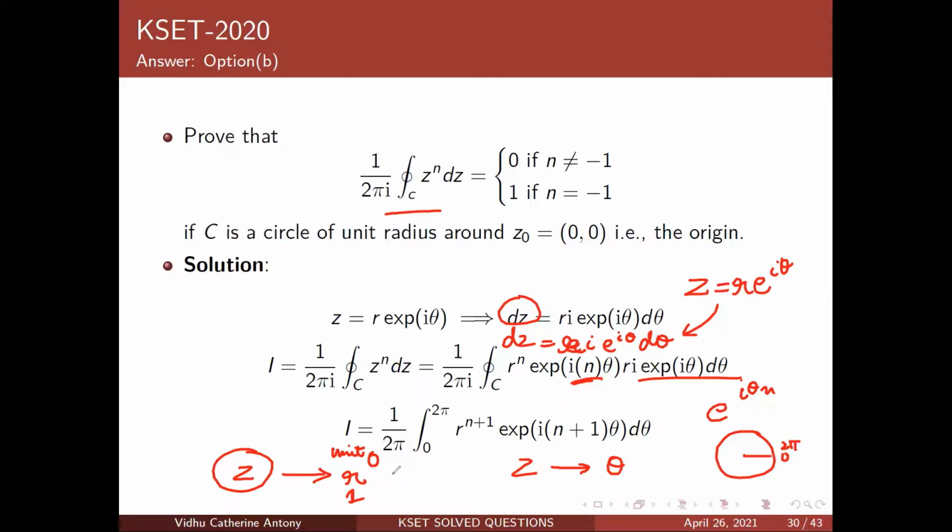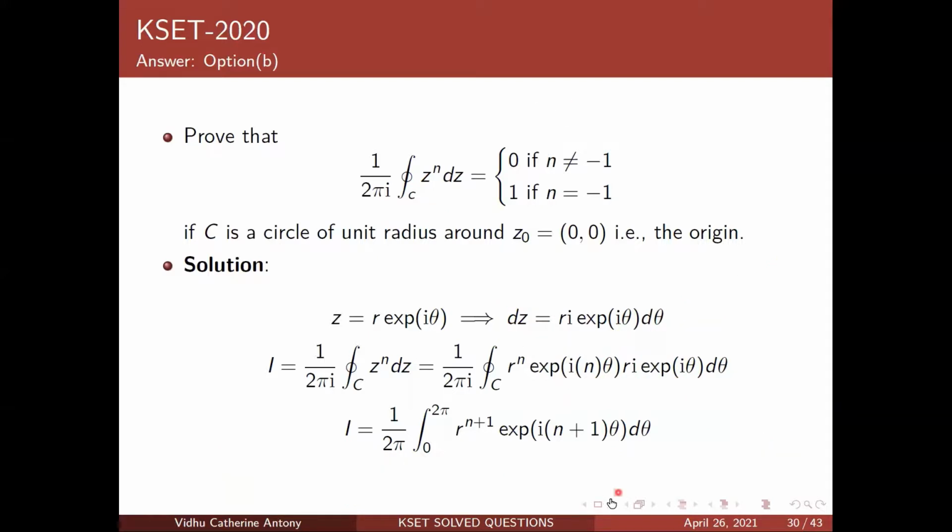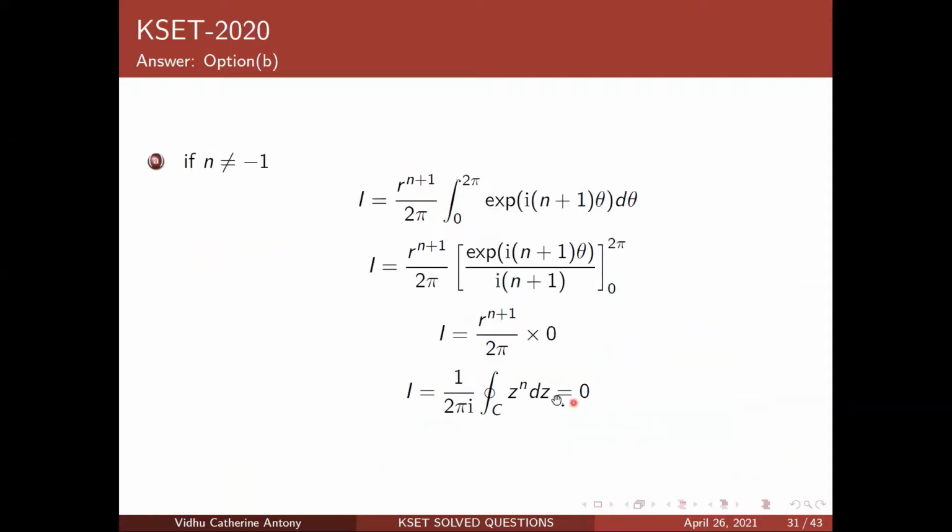Otherwise, what do you have to do? You have to factor in x and y, which are the components of z, so you write z is equal to x plus iy. So you need to do a double integral or so. But this is a very easy way to do these integrals, okay? When you look at complex analysis and stuff. Okay, so now, if n is not equal to minus 1, what do you do?